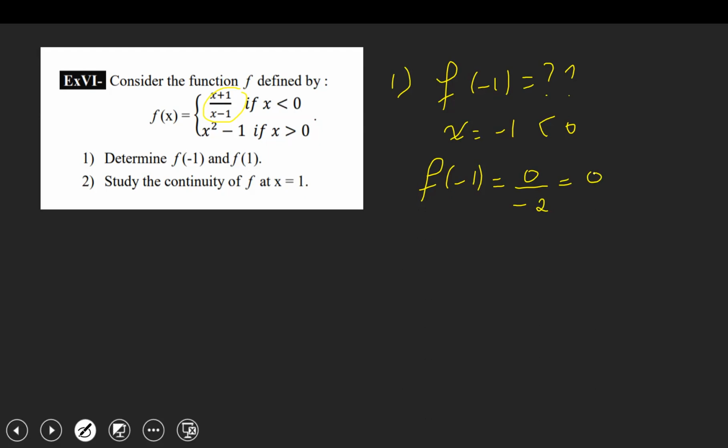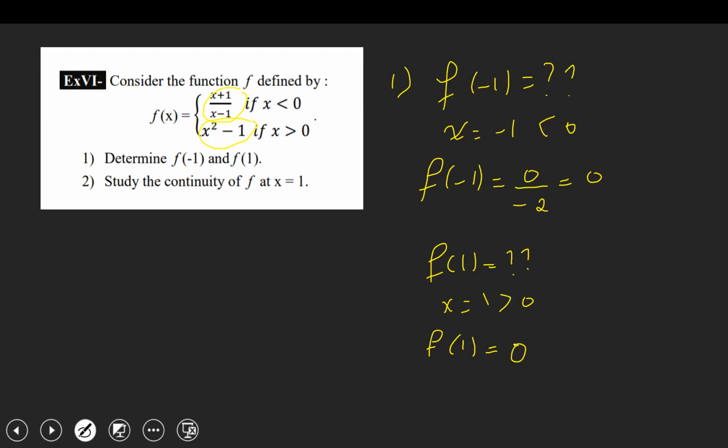Now, what about calculating f of 1? X equals to 1, it's positive. So we use the second expression for calculating f of 1, this one. Replace 1, we get f of -1 was 0, and f of 1 is equal to what? To 0 also.